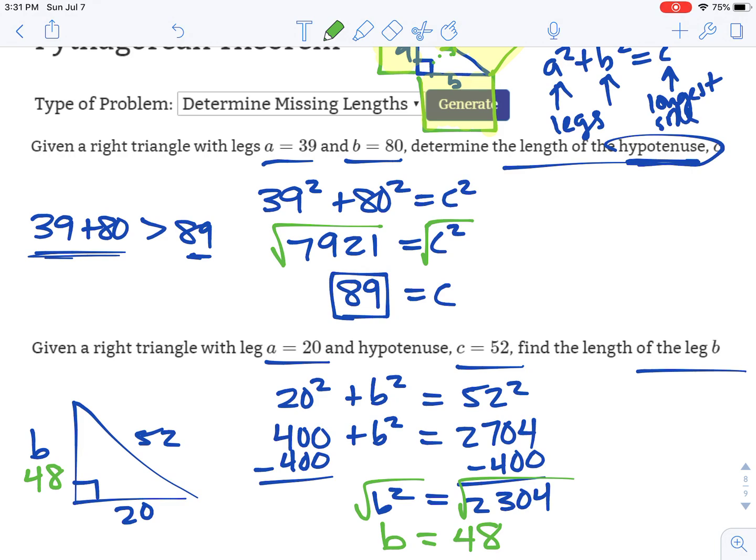And of course, we can test this if you like. You can do 20 squared plus 48 squared, and then we could do 52 squared, and they're both 2,704. So we did it right, and that's awesome.